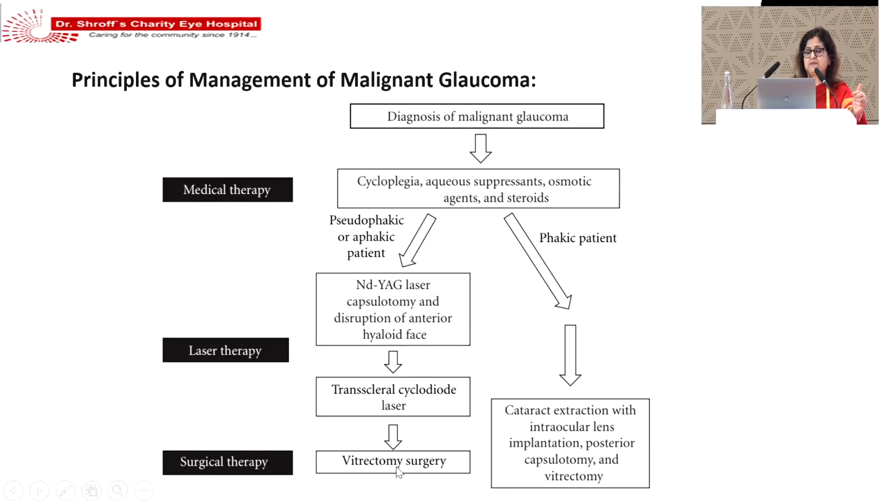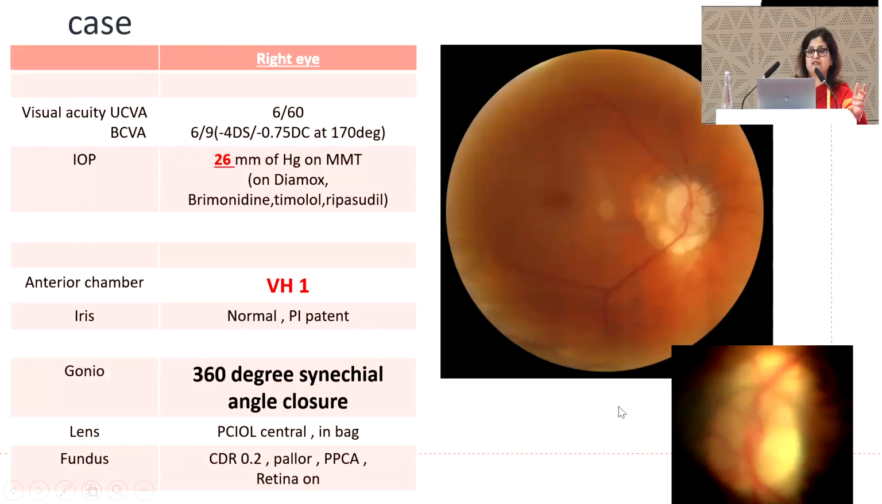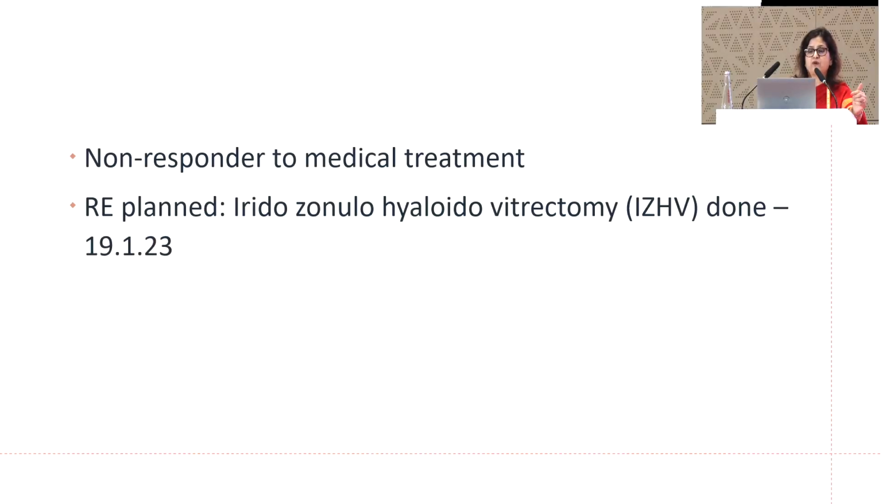You can even do TSC-PC. As a last resort, you can do vitrectomy. In a phakic patient, you have to remove the lens and do vitrectomy. This particular patient was again referred to us, a case of malignant glaucoma not responding to medical therapy.